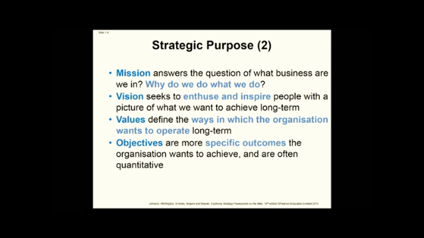And then a statement of values talks about the ways in which we want to operate. Do we want to be known as a very ethical organisation? Do we want to be known as an organisation which puts a very high premium on respecting the environment? Do we want to be known as an organisation that always generates a very good return on shareholders' investment? And think of the consequences of that.